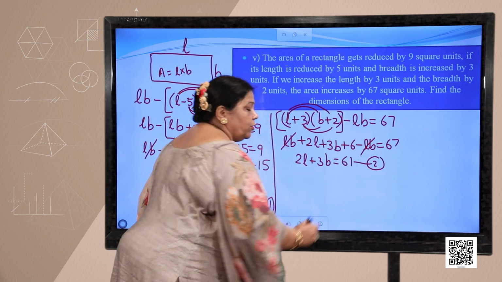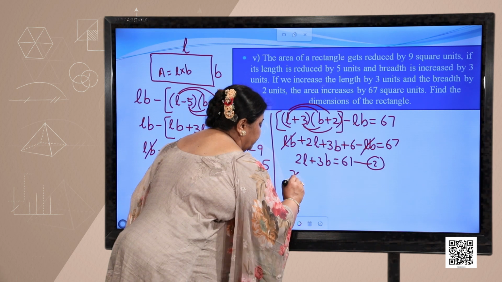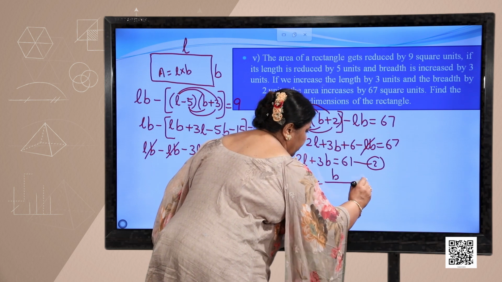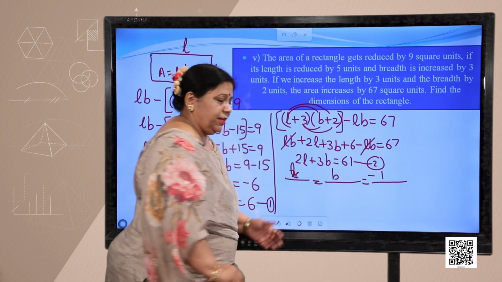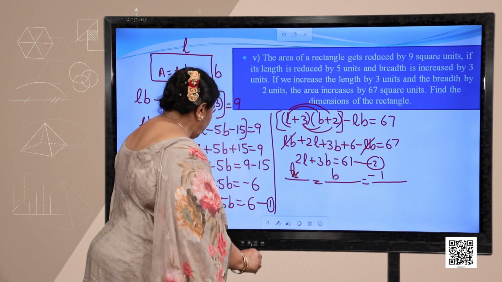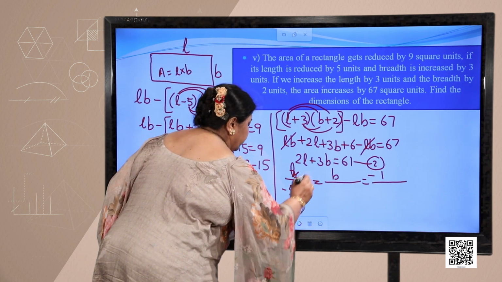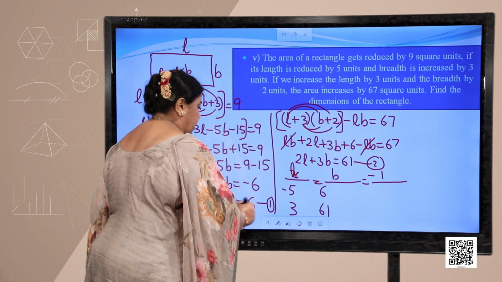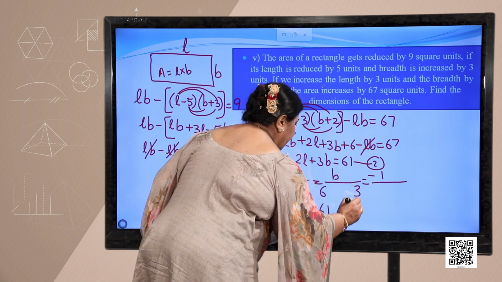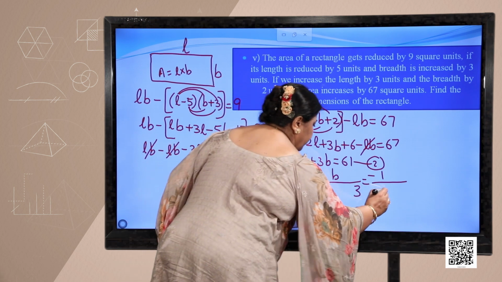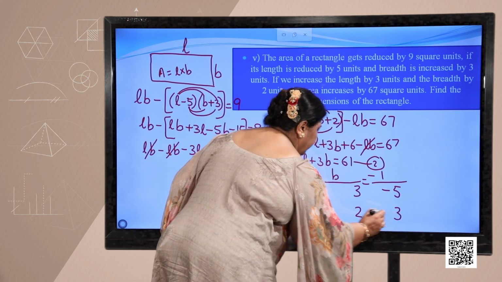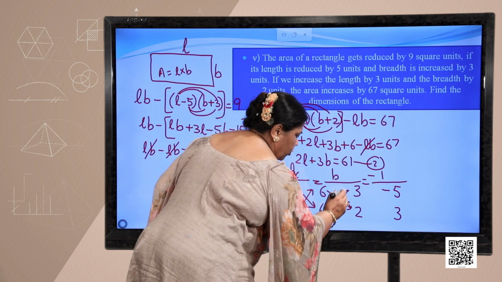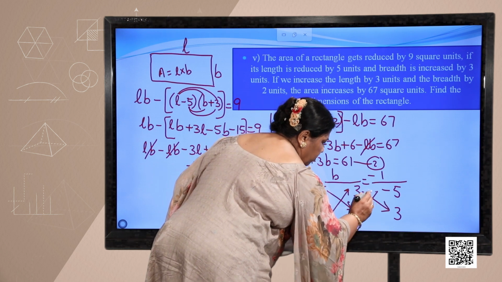Now, let us use cross multiplication method. Here my x is L and y is B, and then minus 1. Again same pattern, 2, 3, 1, 2. 2 is minus 5, 3, 6, 61, 3, 2, 3, 1. 1 is coefficients of L and again 2, minus 5 and 3. Top to bottom, bottom to top we subtract, top to bottom and bottom to top we subtract.